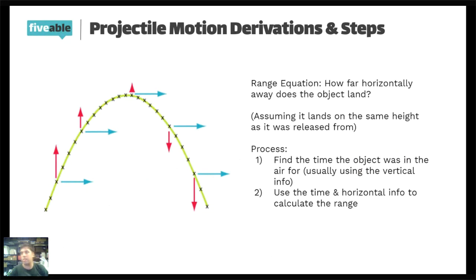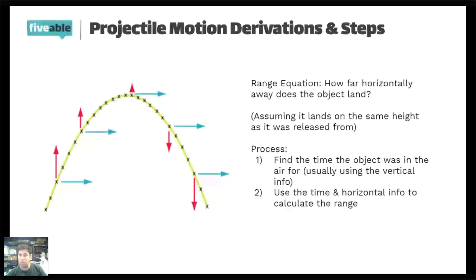Well, for this, it's really a two-step process. And these steps never really change. This works if you are rolling a ball off a table, and this works if you're shooting something at an angle. Both work just fine. Step one is to find out how long the object was in the air for.